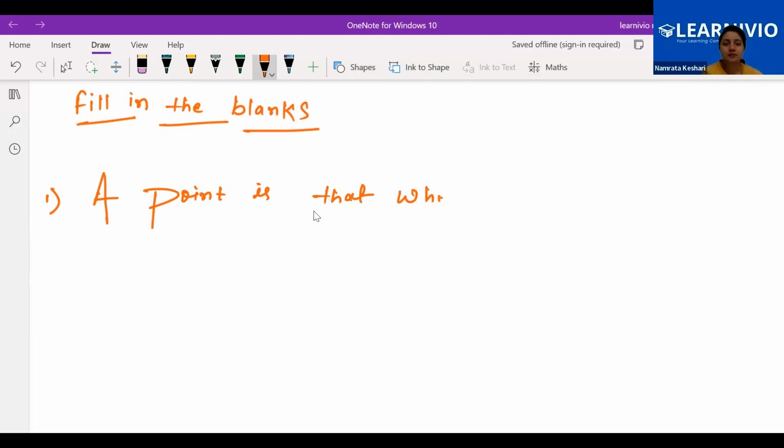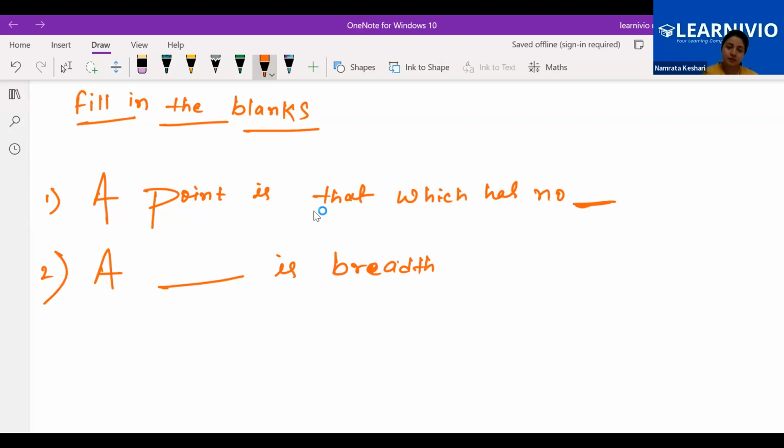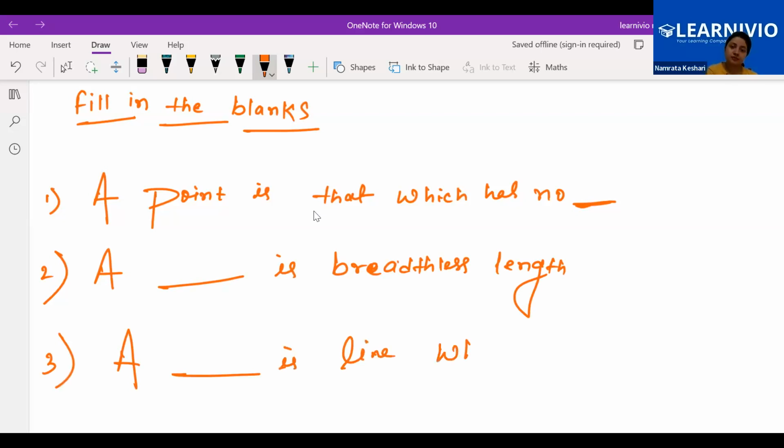A point is that which has a dash. A dash is line which lies evenly.